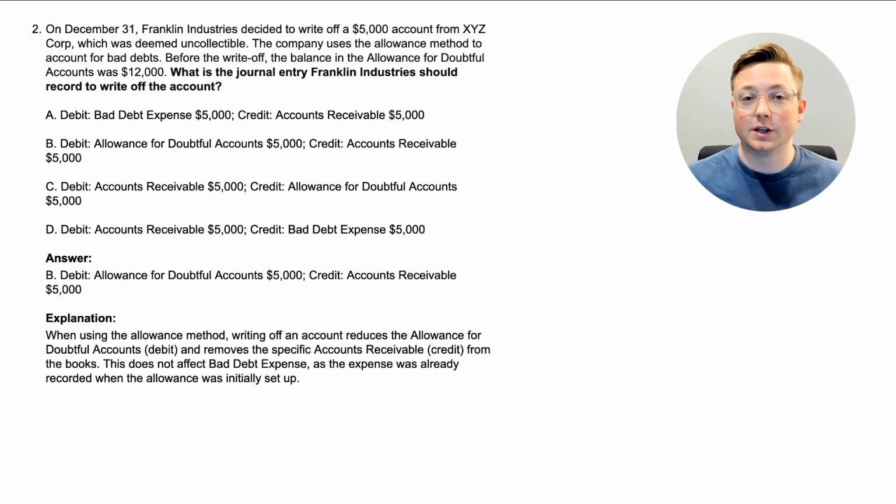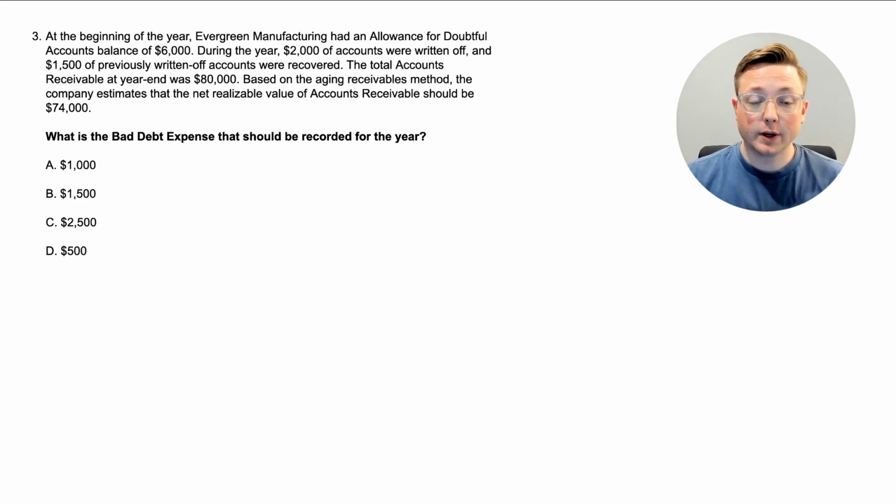Now let's go to the next question. All right, here we are at question 3. What is the bad debt expense that should be recorded for the year? Okay, we have to figure out bad debt expense. Let's read the information. At the beginning of the year, Evergreen Manufacturing had an allowance for doubtful accounts balance of $6,000. During the year, $2,000 of accounts were written off and $1,500 of previously written off accounts were recovered.